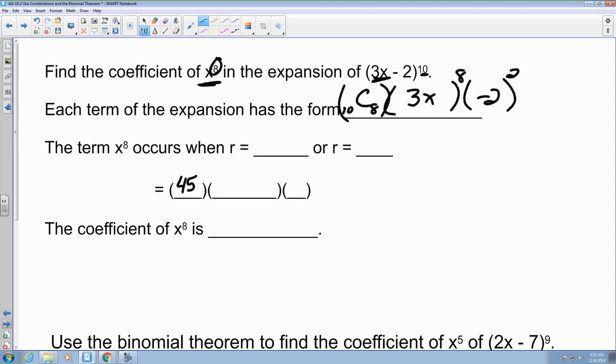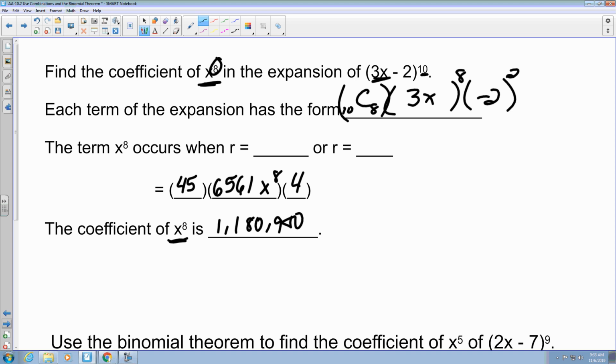And then over here, 3 to the 8th power is 6,561, and then it's x to the 8th, and then negative 2 squared is positive 4. So I'm just going to multiply all of the terms together here. So it's 45 times 6561 times 4. I get 1,180,980 as a coefficient for x to the 8th.